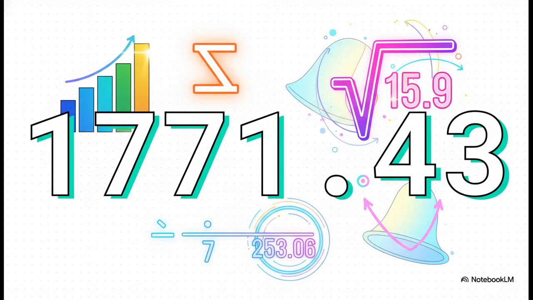Okay, we are in the home stretch now. First, we add up everything in that last column, which gives us a total of 1771.43. Then we divide that number by 7, since we have 7 scores. That gets us to 253.06. And for the grand finale, we take the square root of that number, and what do we get? Our standard deviation, 15.9.